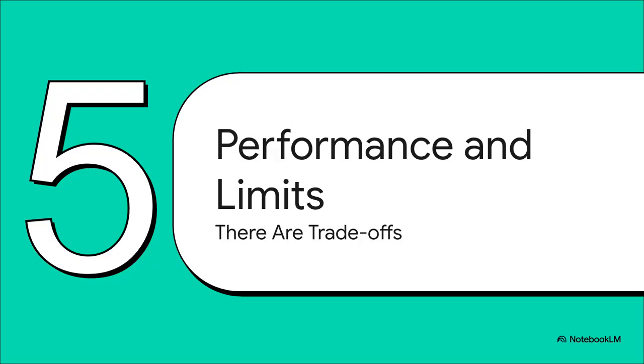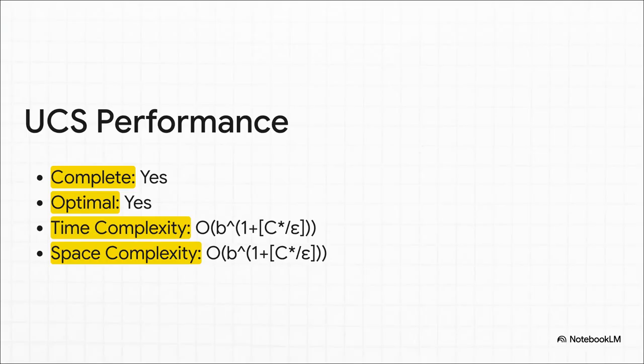Okay, so UCS gives us a rock-solid guarantee that we'll find the optimal solution. That sounds, well, perfect, right? But you know there's always a catch. With any algorithm, there are trade-offs. So let's talk about performance. So here's the report card. Is it complete, meaning it'll always find a solution if one exists? Yup. Is it optimal? You bet.